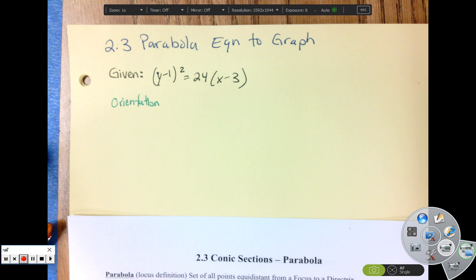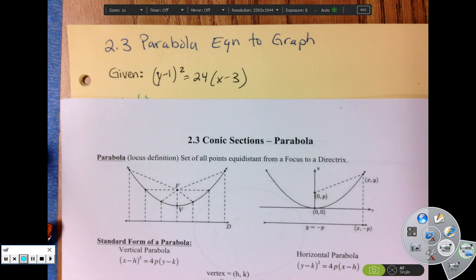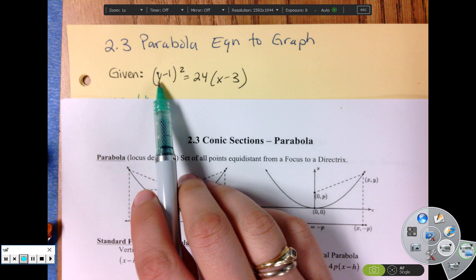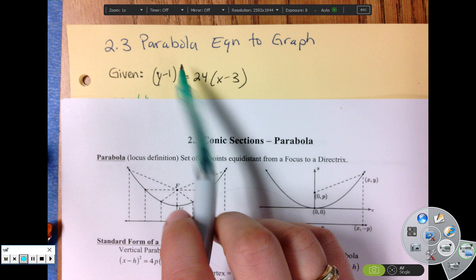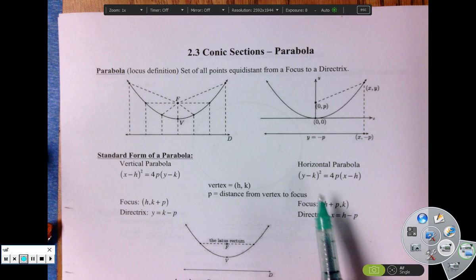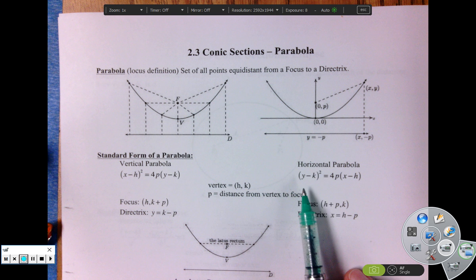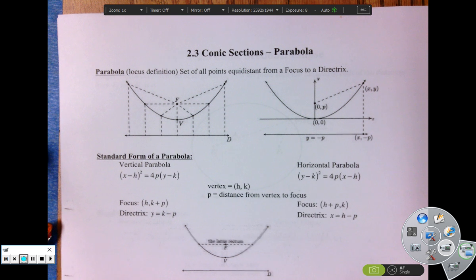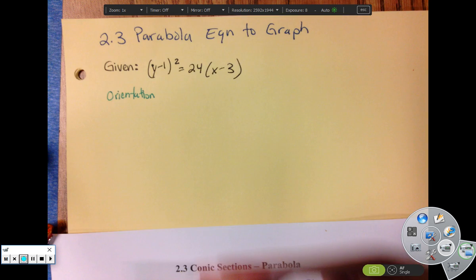How will I do that? Well, look here, I'm going to see what is being squared. Notice it's the y that's being squared, not the x. So when I look at my equations, I can see the y that's getting squared is horizontal. So I can now identify that this is a horizontal parabola.